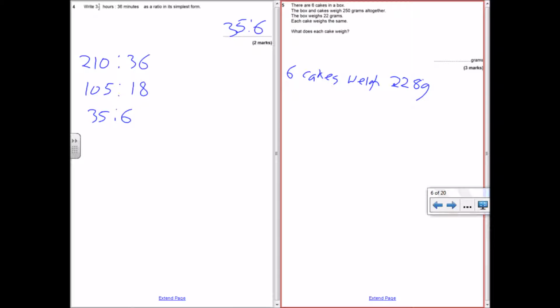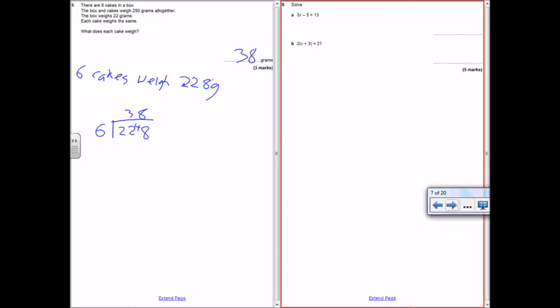So therefore, one cake weighs 228 divided by 6. So 6 into 22 is 3 remainder 4. 6 into 48 is 8. So each cake weighs 38 grams.